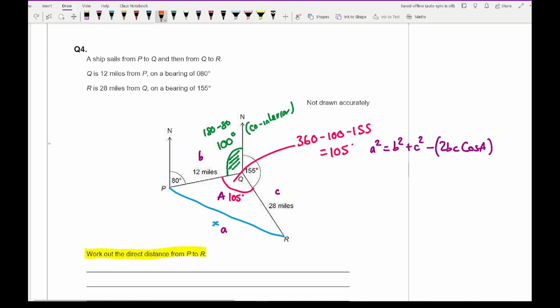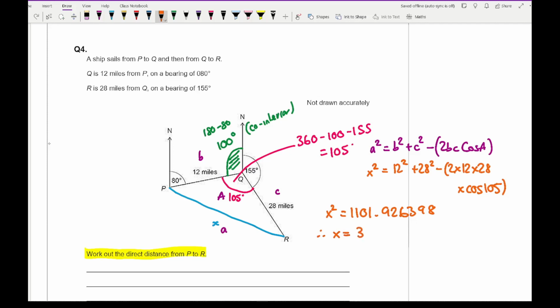So substituting those numbers in, what do we get? Well, we're going to get x squared equals 12 squared plus 28 squared minus 2 times 12 times 28 times cos of 105. Now I would definitely assume this is going to be a calculator question, so if I type that all into my calculator, I get x squared equals 1101.926398, and then I need to square root the answer, so x equals 33.2 miles, and that's been rounded to 1 decimal place.